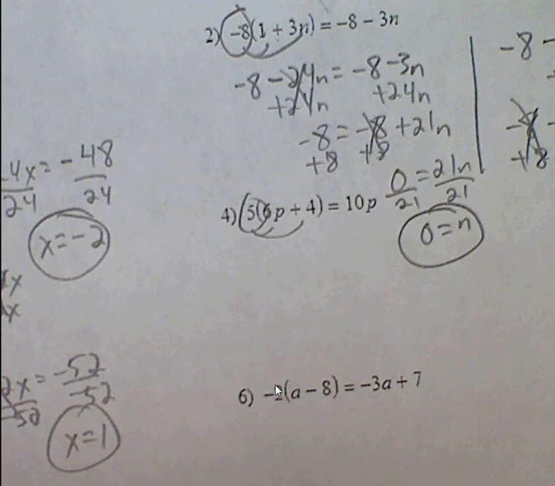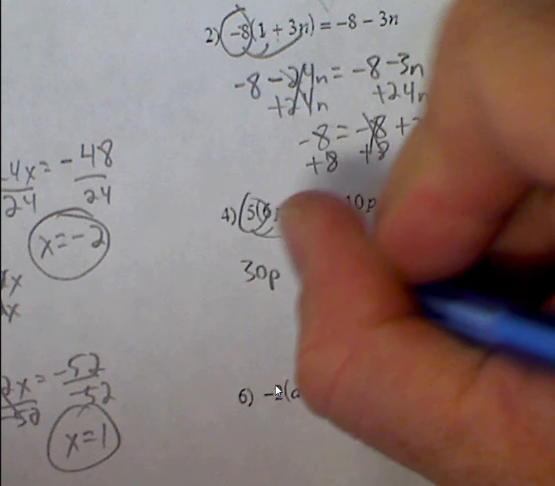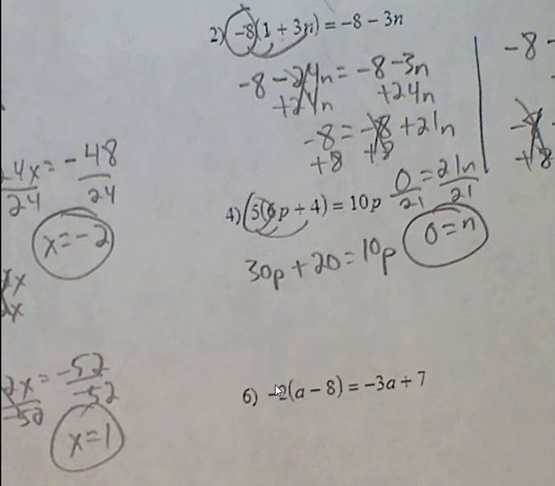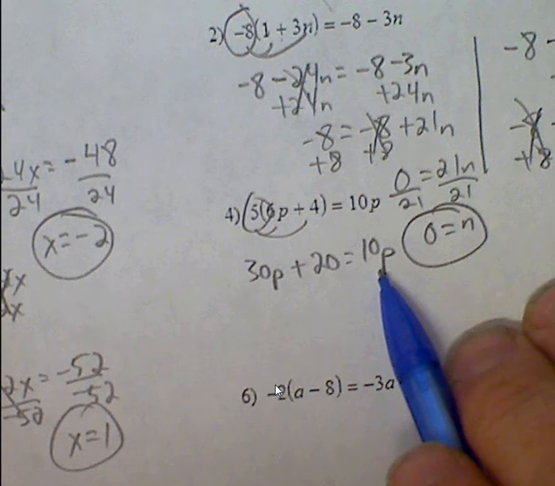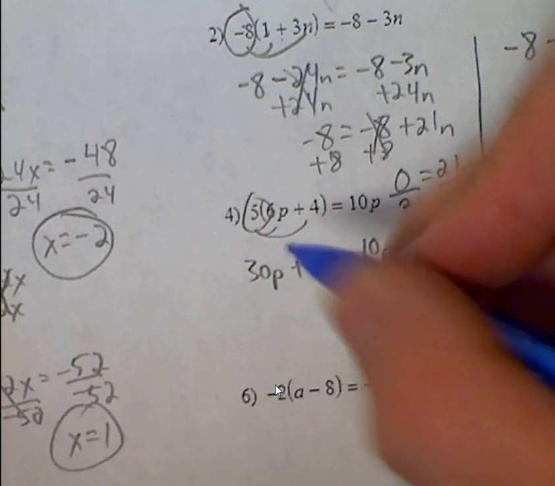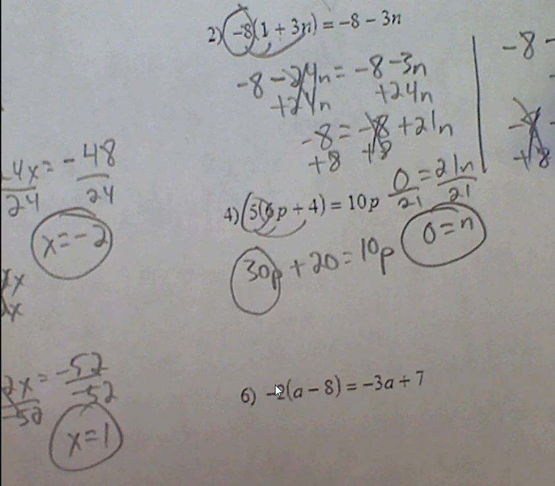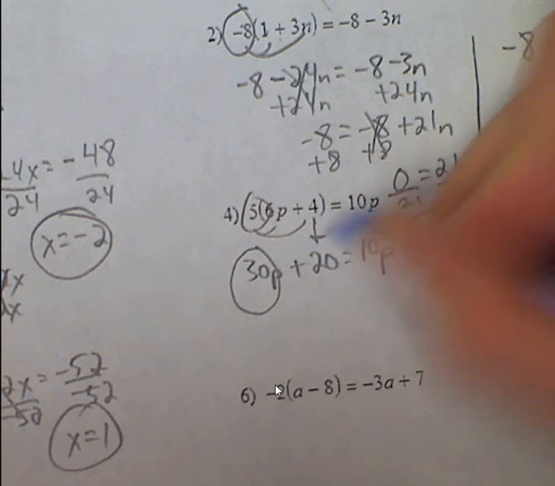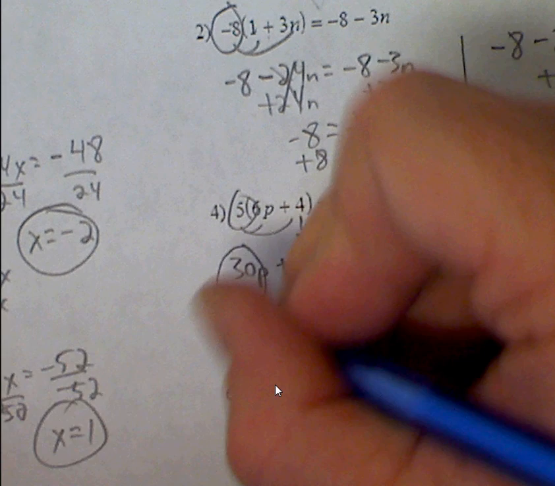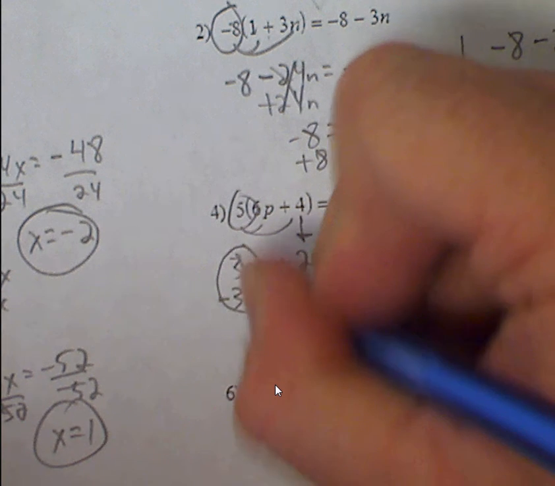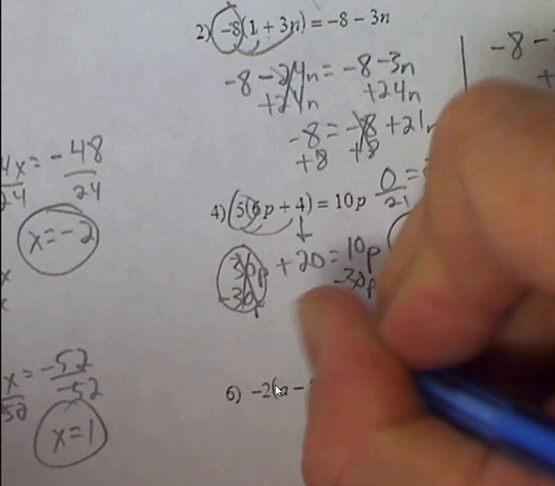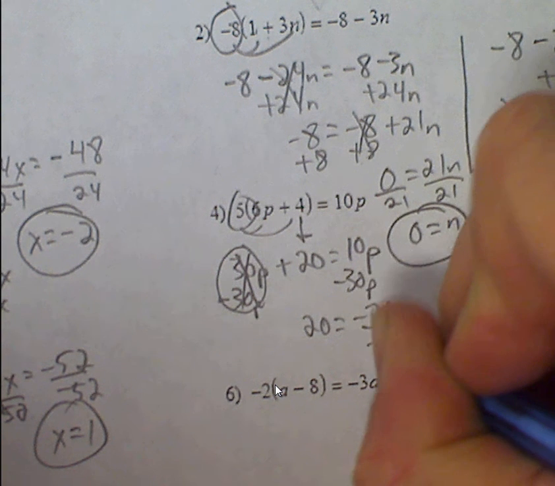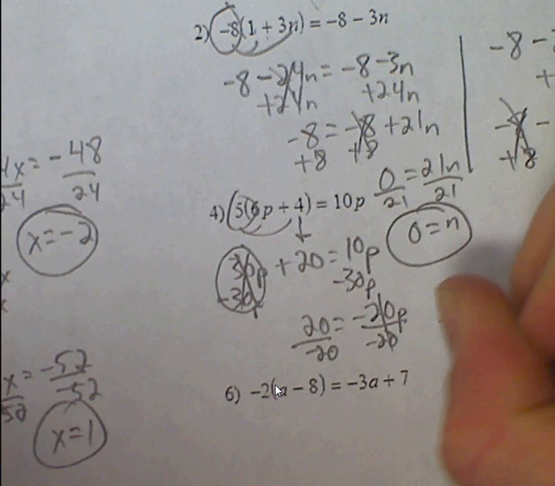Distribute the 5, 30p plus 20 equals 10p. This time, I'm actually going to go ahead and bring the 30 over because I want my variables together, but I want this to be on the other side. So I'm going to get rid of the 30p this time. I have 20 equals negative 20p. Divide by negative 20, and I'm left with negative 1.